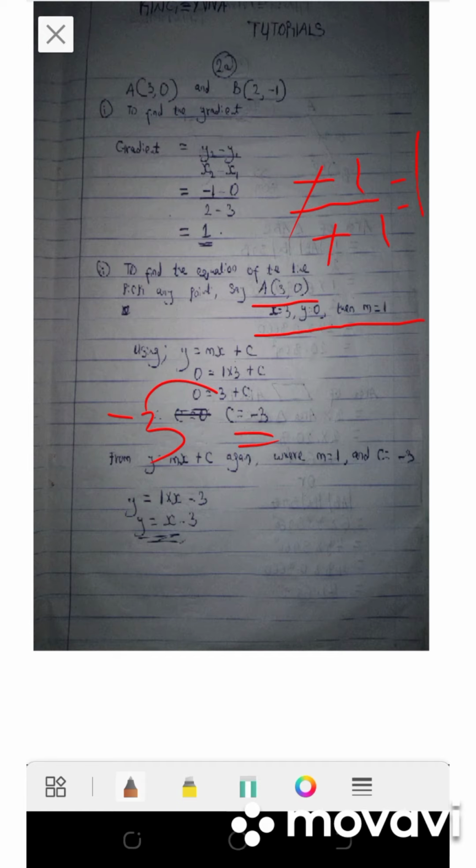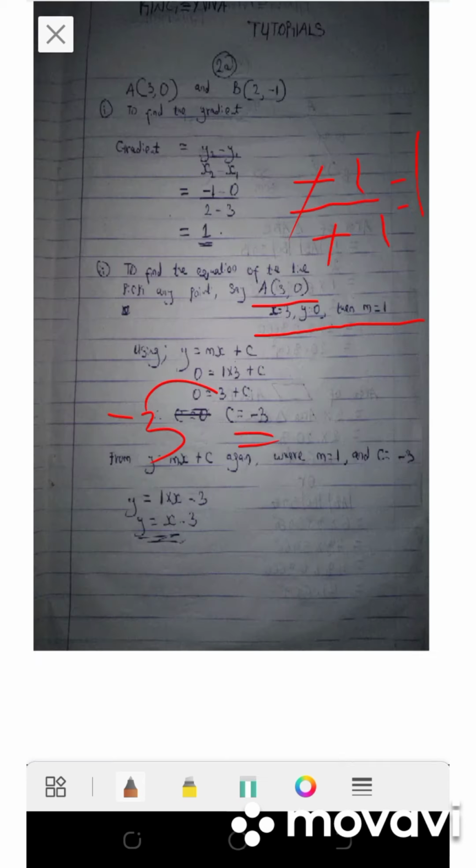So putting my value of C in the equation y equal mx plus C, where m is equal to 1 and C is equal to minus 3, I'll have y equal to, in this case, don't put x and y, so y equal to 1 times x plus minus 3, which is equal to minus 3. So y is equal to x minus 3, and that's the line equation.